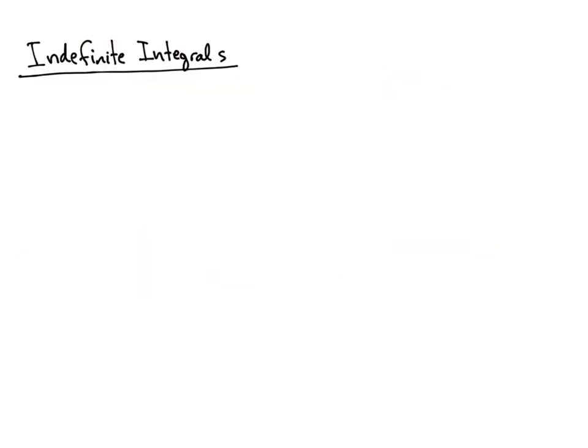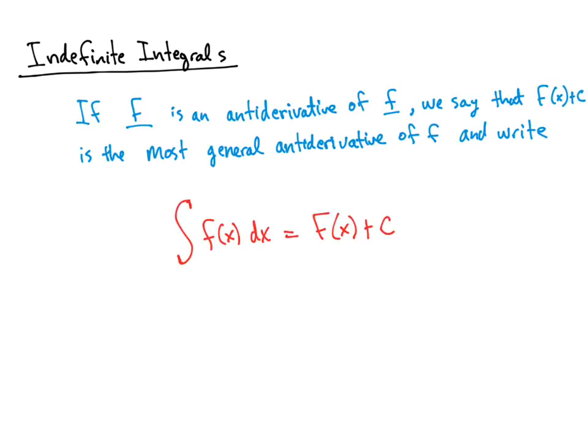So we want to be able to use certain notation when we're taking antiderivatives, and there are a few definitional terms we want to be able to use as well. All right, so for an indefinite integral, this is what we're going to use for notating what an antiderivative is. So if capital F is an antiderivative of the function f, we say that capital F of x plus c is the most general antiderivative of f. And we write it like this.